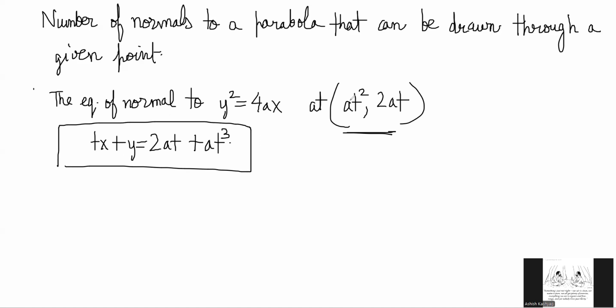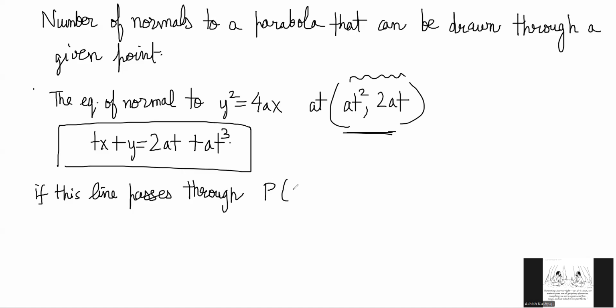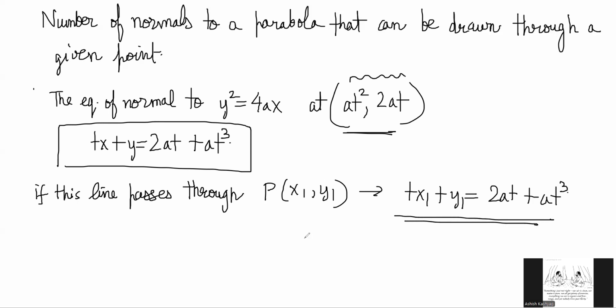So this is my normal equation to the parabola at this parametric point. And if this line passes through point P, which is h comma k, let's say, or let's call it x1 comma y1, then we have t x1 plus y1 is equal to 2at plus at cubed, because the normal is passing through x1 y1, right?